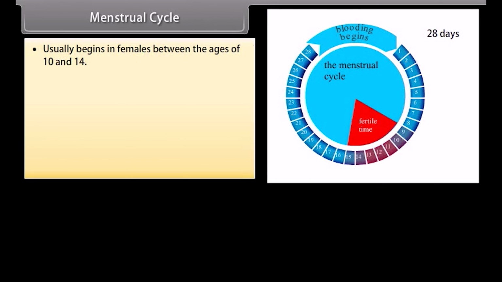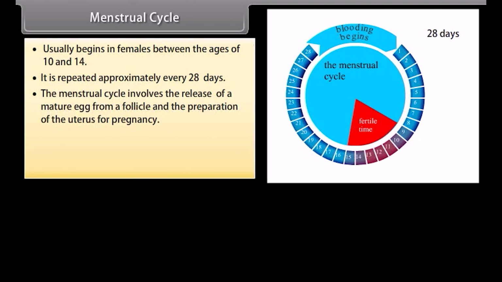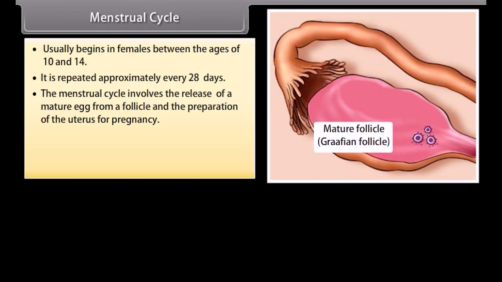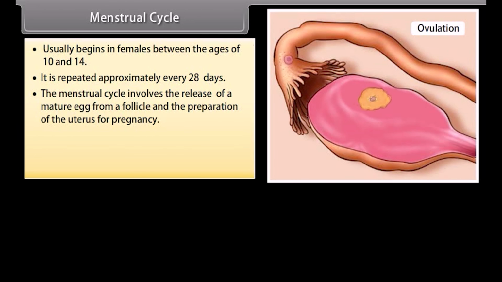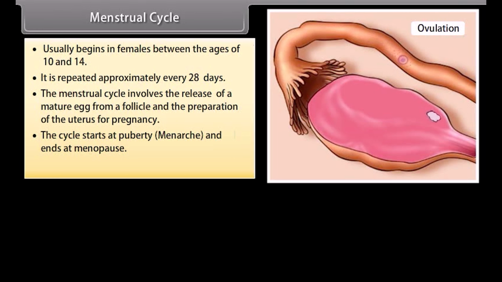The menstrual cycle usually begins in females between the age of 10 and 14. It is repeated approximately every 28 days. The menstrual cycle involves the release of a mature egg from a follicle and the preparation of the uterus for pregnancy. The cycle starts at puberty or menarche and ends at menopause.